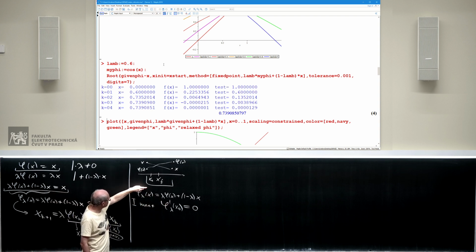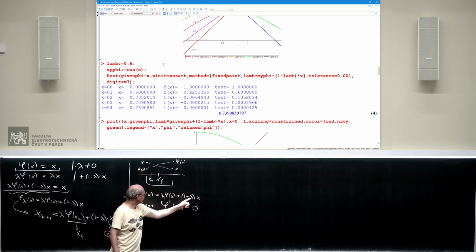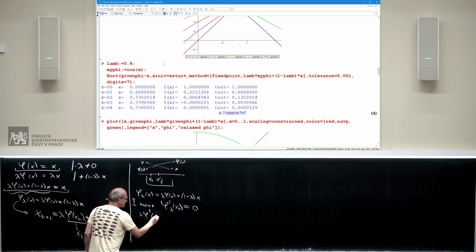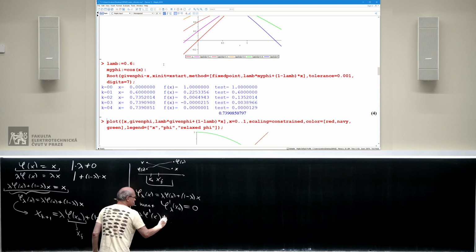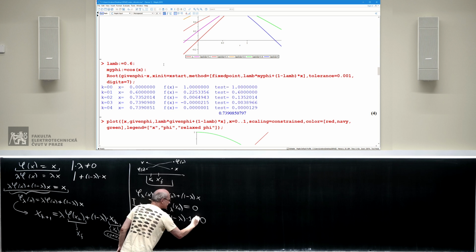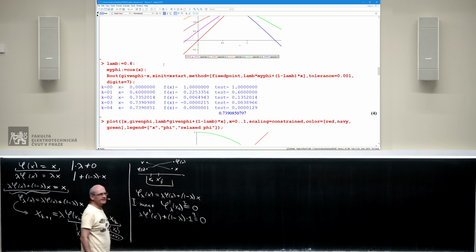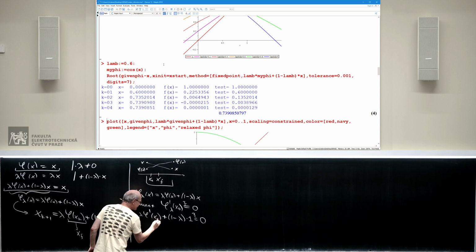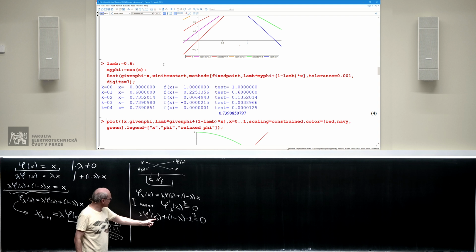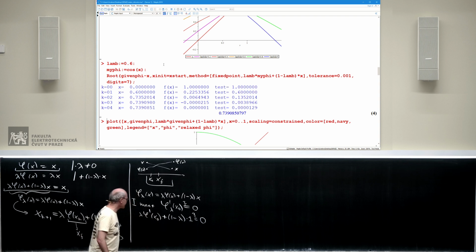So I want the derivative of this, which means I have to differentiate here. And I get lambda phi derivative at x plus 1 minus lambda times derivative of this, which is 1. This is supposed to be 0 when I substitute x0 into it. And that's an equation where phi derivative x0 is something which presumably I know because I know the function phi. And if it's differentiable, this is okay. And I can solve this for lambda.